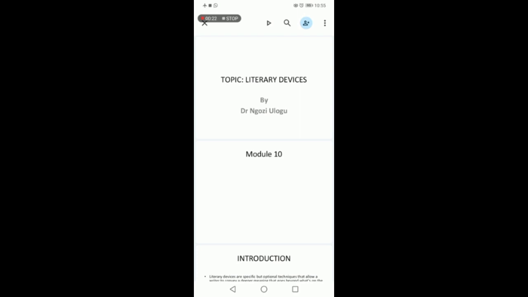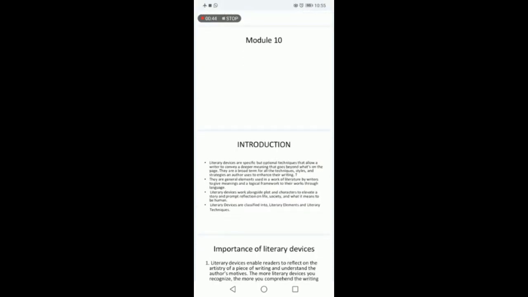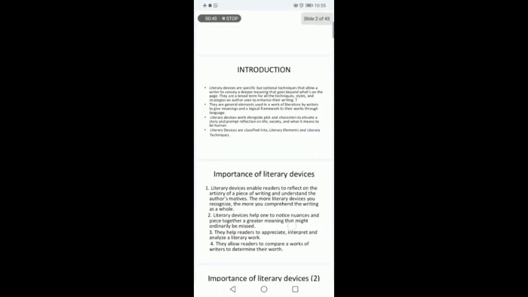Literary devices is an aspect of literature that is studied under GS 101 too. Here we are going to talk about the tools of a creative writer, those tools the creative writer uses to enhance or embellish his work. Remember that when we talk about creative writing, we're talking about novels, drama, poetry.